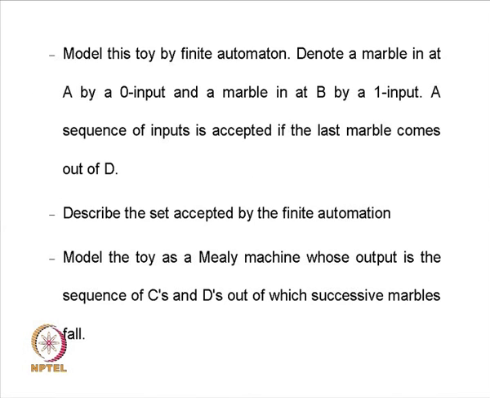Model this toy by a finite state automaton, denote the marble in A by 0 input and a marble in B by 1 input. A sequence of inputs is accepted if the last marble comes out at position D. Describe the set accepted. Model the toy as a Mealy machine whose output is C and D. Okay, so how will you model this?